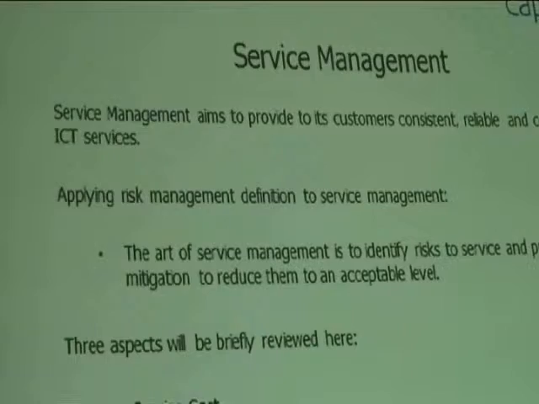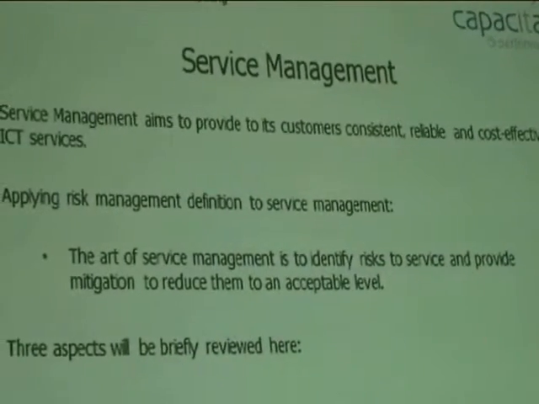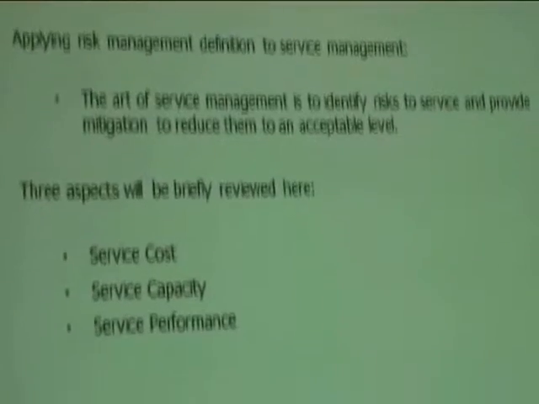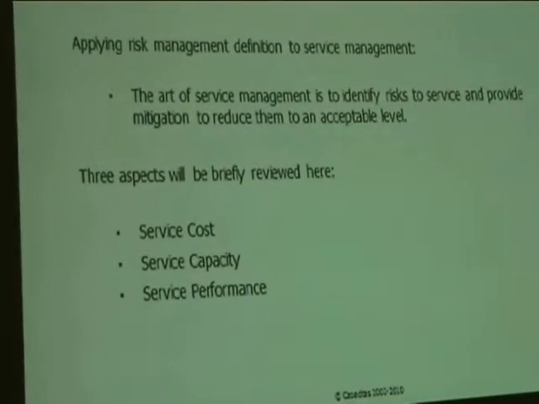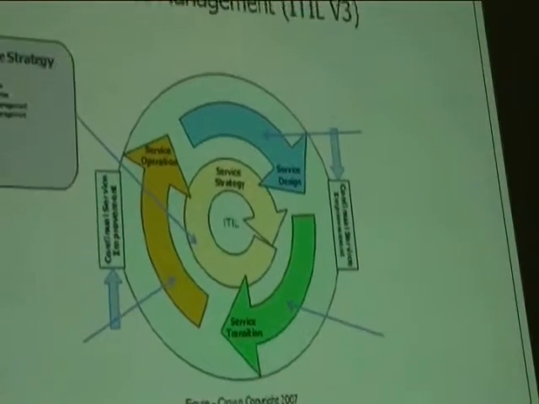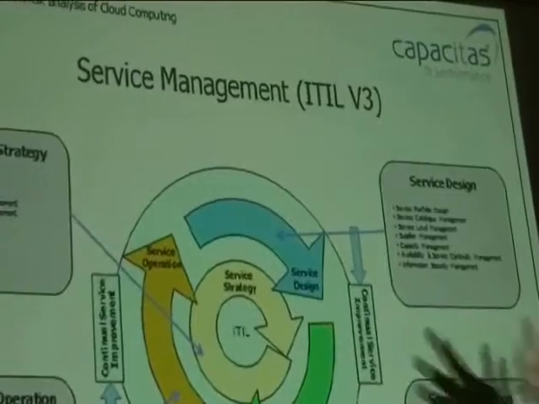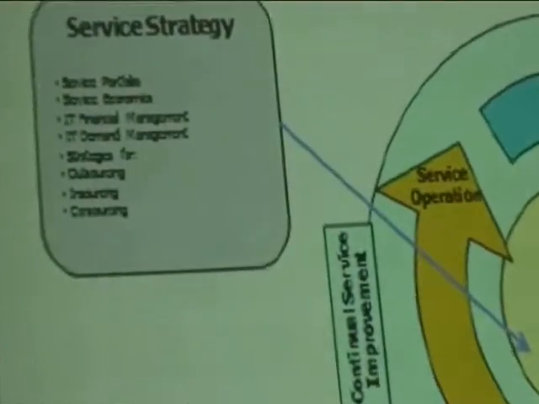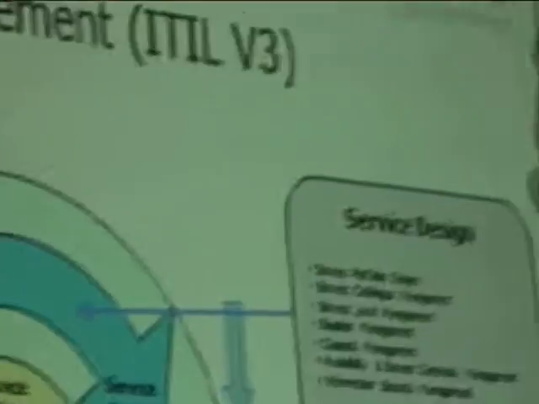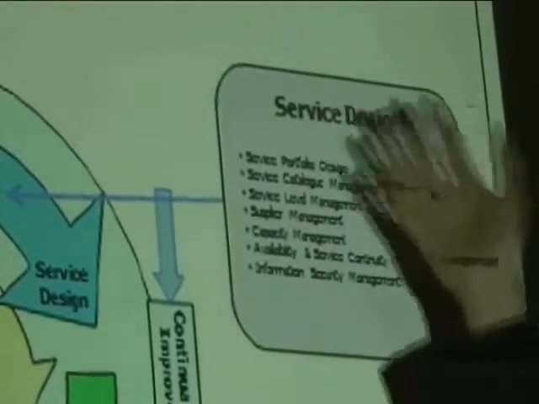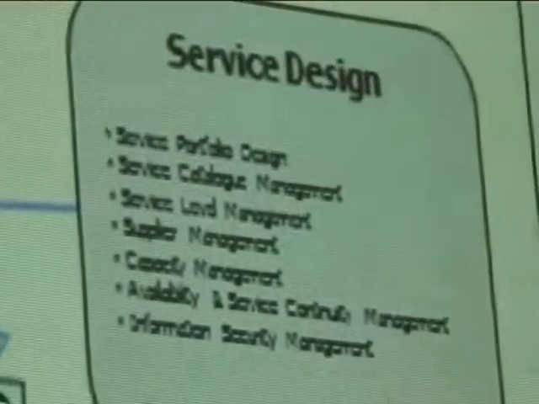So what we're going to look at in this presentation are three aspects we're briefly going to cover. Obviously service cost, service capacity and service performance. Now you can understand obviously we're capacity and performance people, so that's what we would focus on. It's a lovely diagram that defines ITIL version 3, and it's divided up into service strategy, service design, service transition, service operation. Under ITIL 3, service capacity management comes in here. So we're in the design phase now, which is useful.